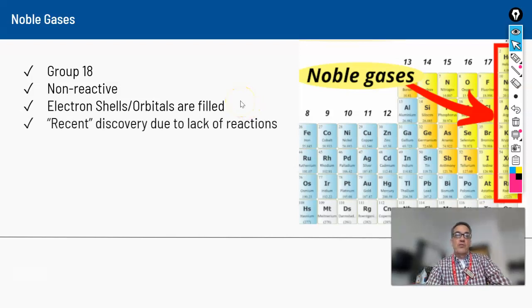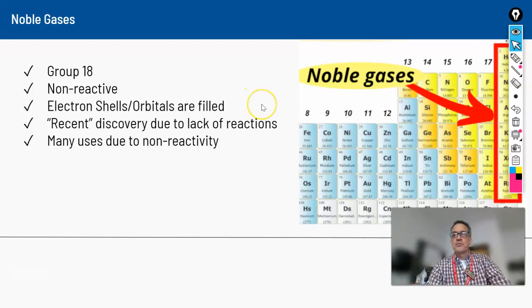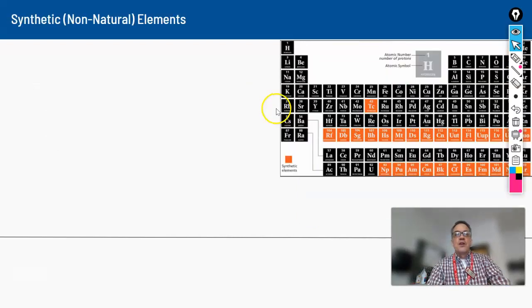And these were really recent discoveries simply because scientists didn't really know how to find them. Because of the lack of reactions, they just went unnoticed up until the late 1800s, the early 1900s. Because of their ability to not react, they're used in a lot of industrial processes because they, again, don't start fires and they just don't really do anything. So sometimes when you need a gas that's not going to react, this is a good one to use.